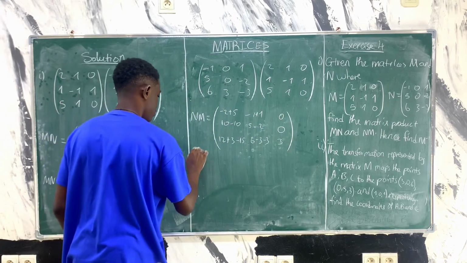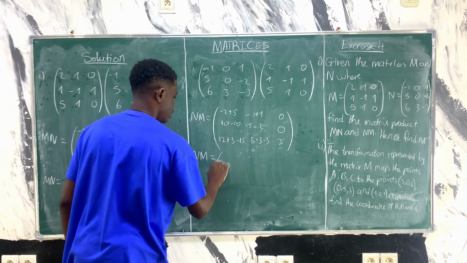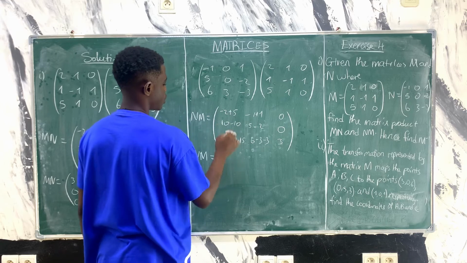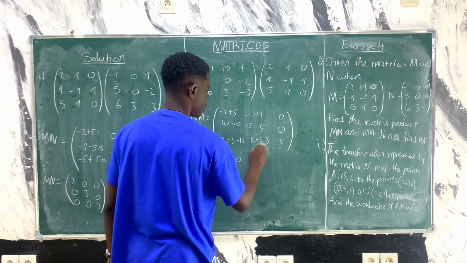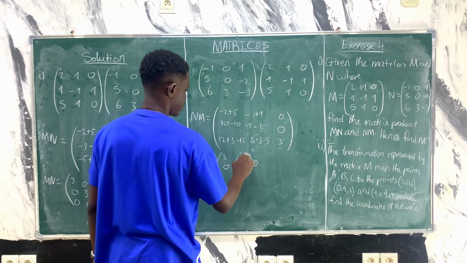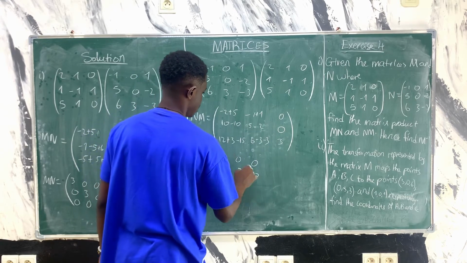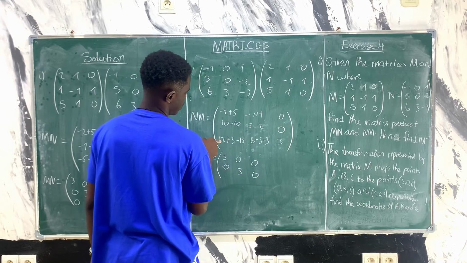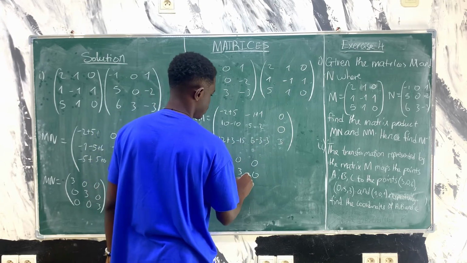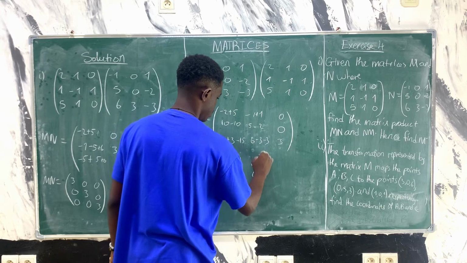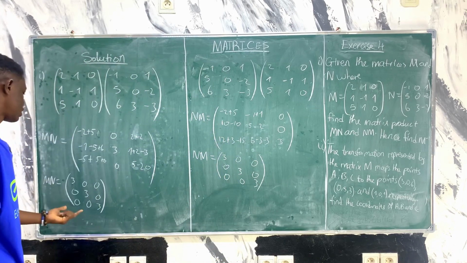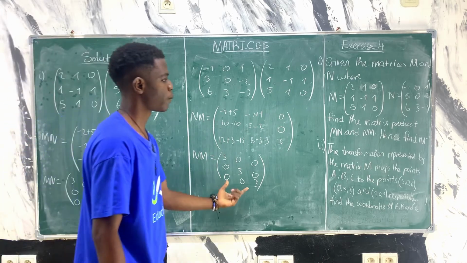So NM is going to be equal to, here is 3, which is 5 minus 2, 3. Minus 1 plus 1, 0, 0. Here is 0, 5 minus 2, 3, 0. Here is 12 plus 3, 15 minus 15, 0. 6 minus 3 minus 3, 0. Then 3. So what can we observe? We can observe that MN is the same as NM.